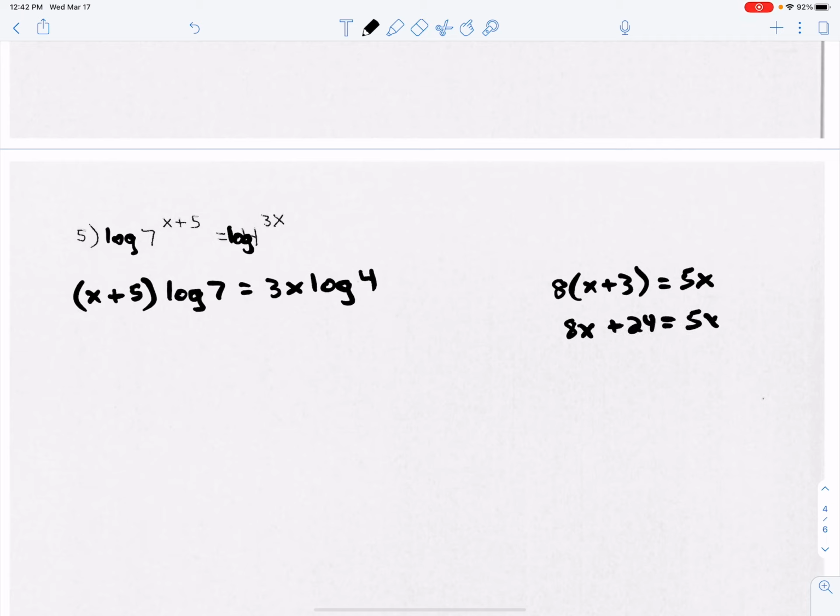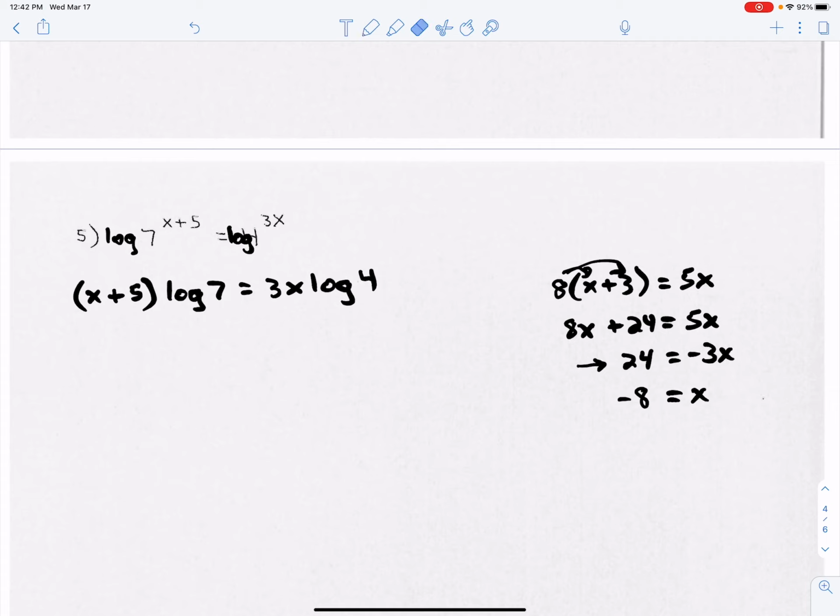You'd get the x's on one side and the numbers on the other side. And then you would divide by -3. Okay? All right. We're going to do the same thing here. What did we do? We distributed the 8. We got the x's on one side, the numbers on the other side. And then I just got x by itself.